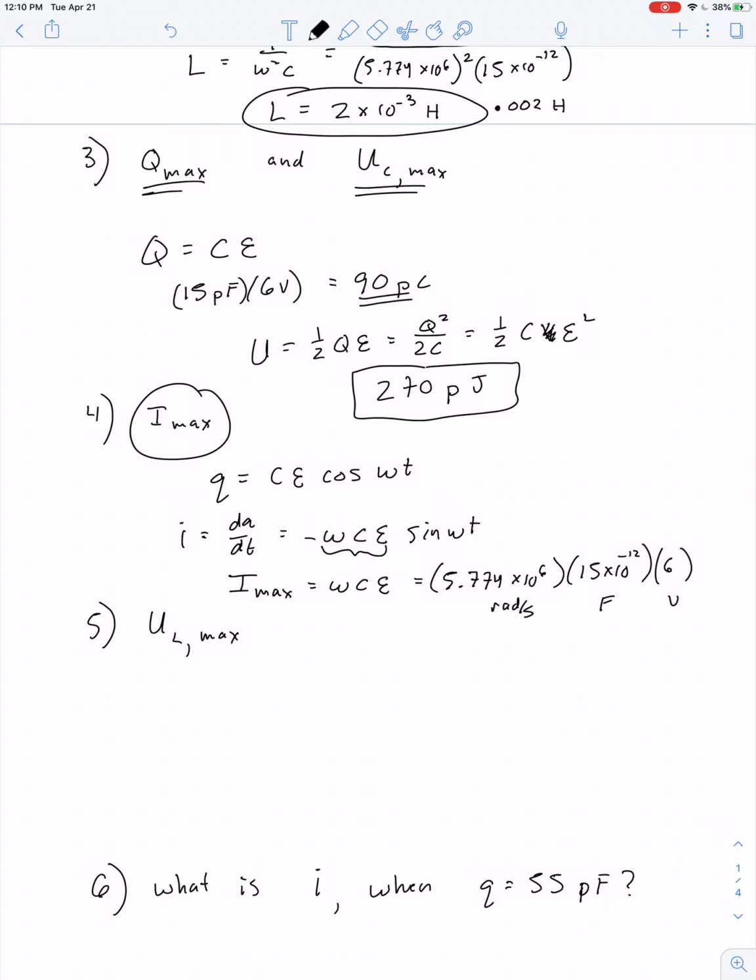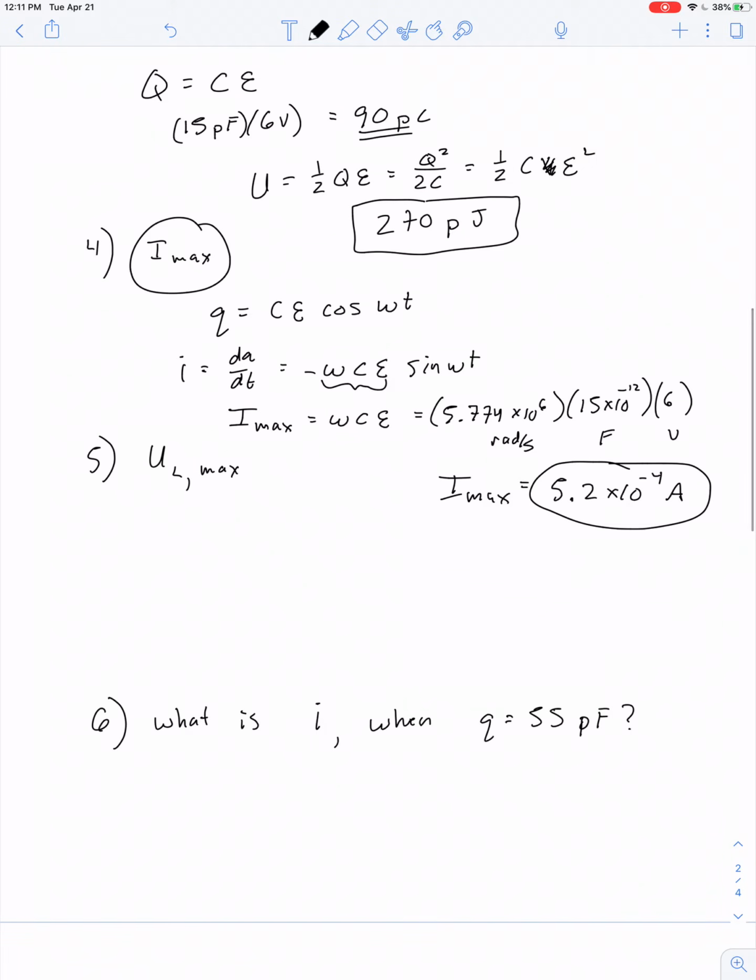5.774 times 10 to the 6th multiplied by 15 times 10 to the negative 12th multiplied by 6 gives us a fairly small value. Our maximum current is equal to just a little more than half of a milliamp. We get 5.2 times 10 to the negative 4th amps. Good enough. What's the maximum amount of energy in the inductor?